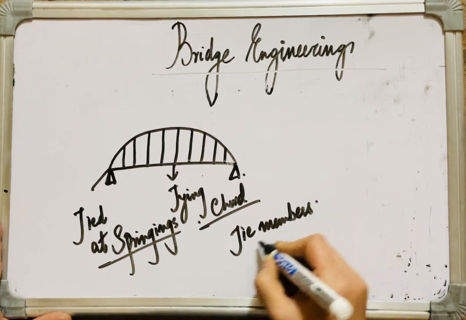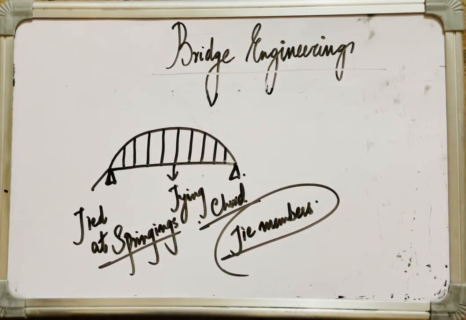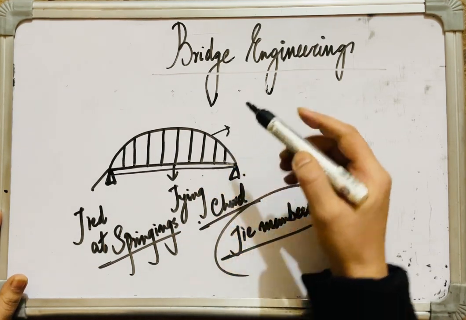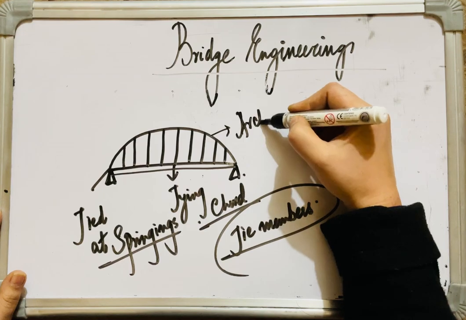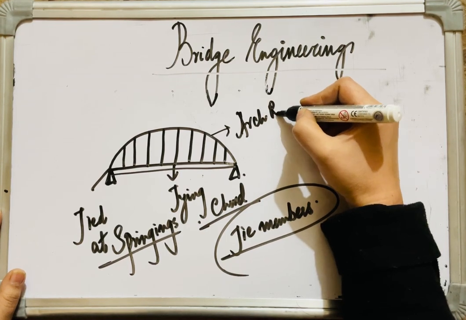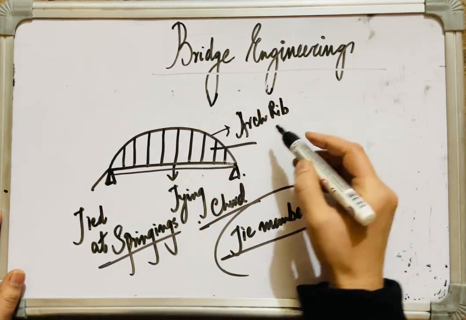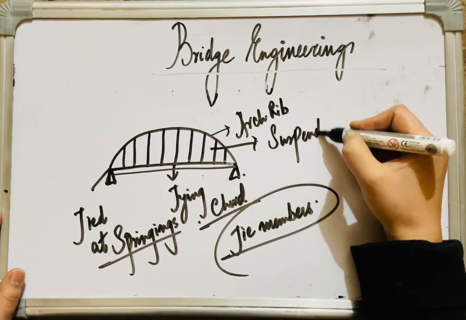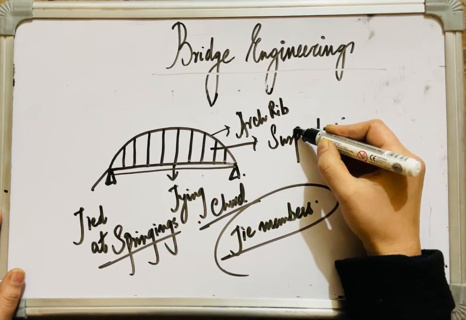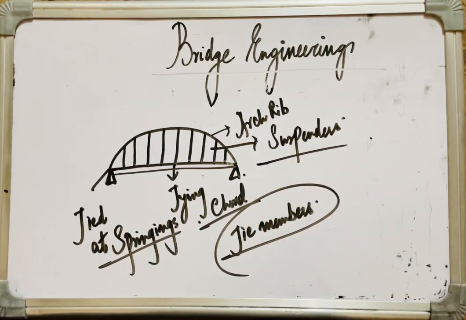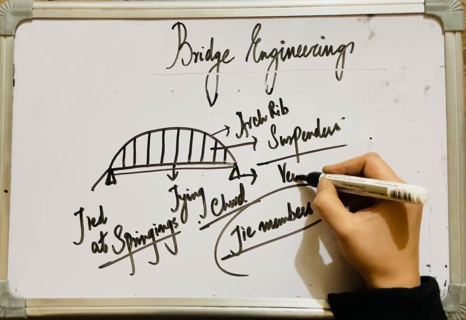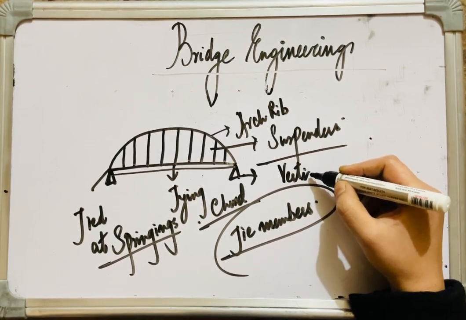And the horizontal forces are borne by these tie members, and the load from the bridge deck is transmitted to the arch rib by means of these hangers or suspenders, right? And by doing so, the reactions at the supports are only vertical and not inclined, hence less robust foundations are required.